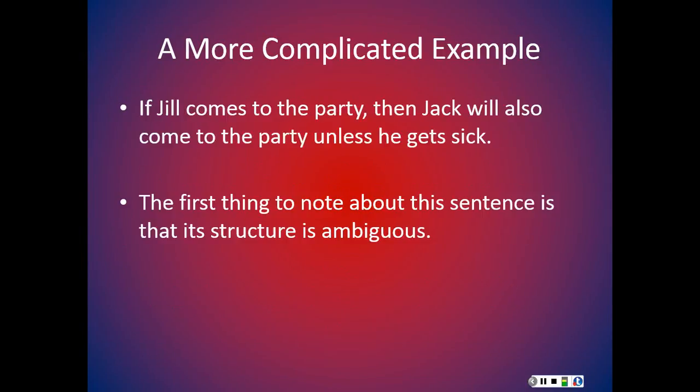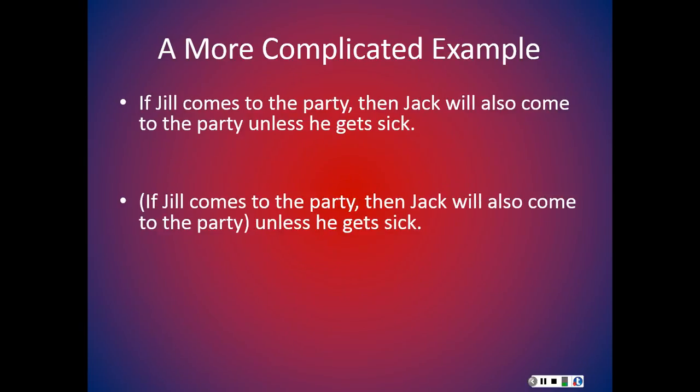The first thing to note about this sentence is that its structure is ambiguous. We could regard its structure as working like this. We could group, if Jill comes to the party, then Jack will also come to the party. We can group all that together into its own conditional, and we can essentially say that the sentence is saying that that whole conditional in the parentheses is true, unless Jack gets sick.